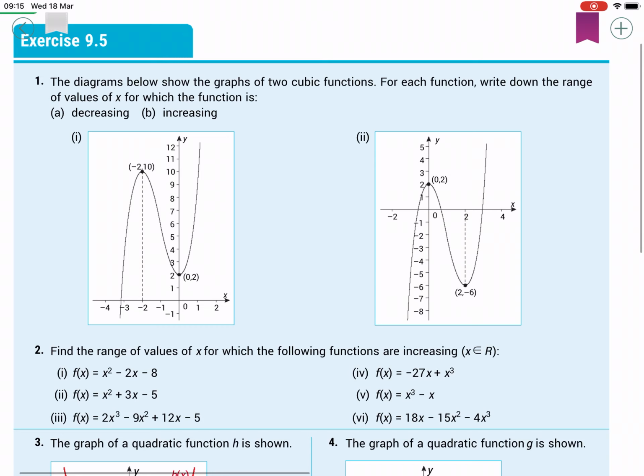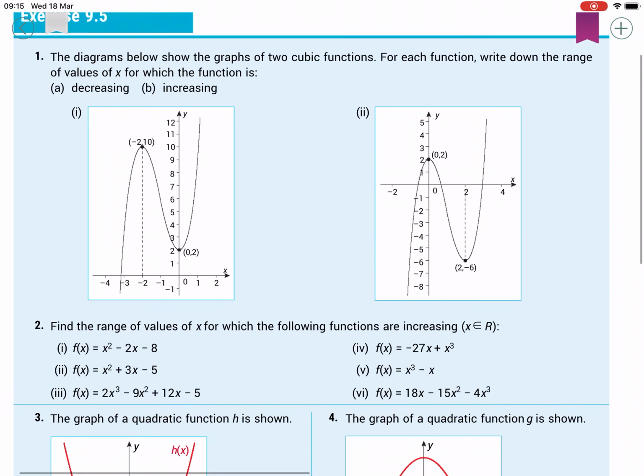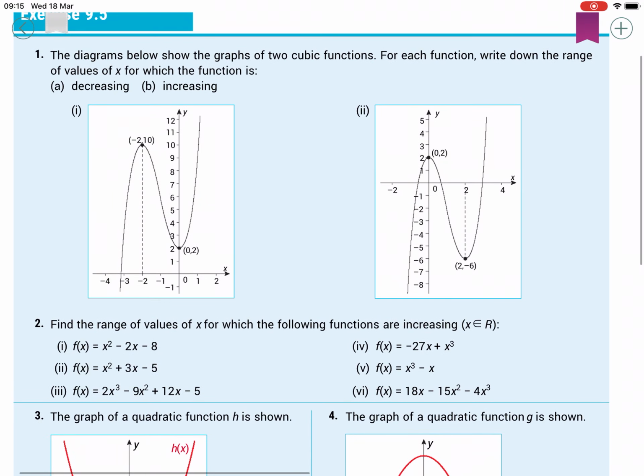So first one, as we can see, question 1 is giving us two graphs, part 1 and part 2, and we've two different cubic graphs because we've got that swoop or that kind of N-shaped curve, so it goes up and down and up again, and that's a cubed function. For each function we have to write down the range of values for x where the function is decreasing and where the function is increasing.